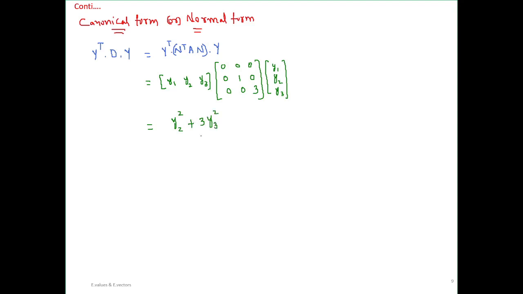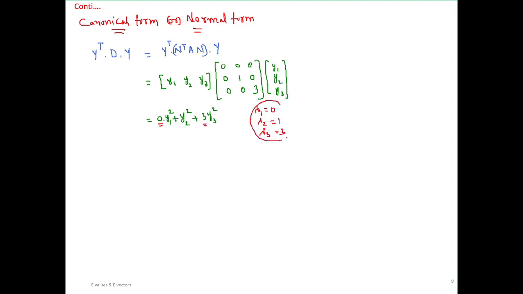Indirectly, where nothing is given, it means 0 is given: 0 into y1 square. That means there is no y1 term, only y2 and y3 terms. So the three terms y1, y2, y3 are present. The coefficient of y1 square is lambda 1, the coefficient of y2 square is 1, which is lambda 2, and the coefficient of y3 square is 3, which is lambda 3. So lambda 1 is equal to 0, lambda 2 is equal to 1, and lambda 3 is equal to 3. These are the eigenvalues.